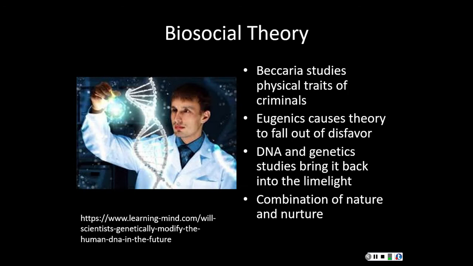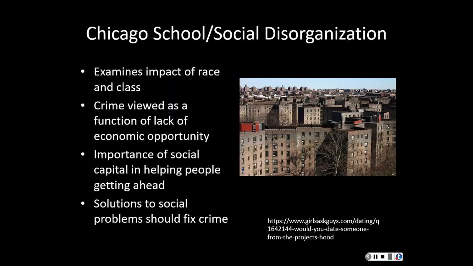That said, unlike Beccaria, who was just looking at the physical traits of crime, the current modern school of biosocial theory takes a look at it and says that we have a combination of both nature, where the DNA exists, but there's also a nurturing issue as well. And somebody that has the gene doesn't necessarily become a criminal if they're put into a sufficiently nurturing environment.